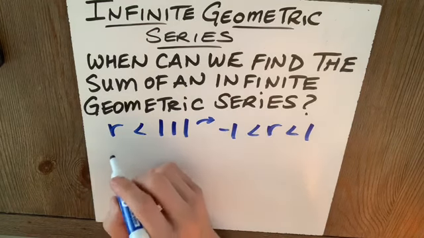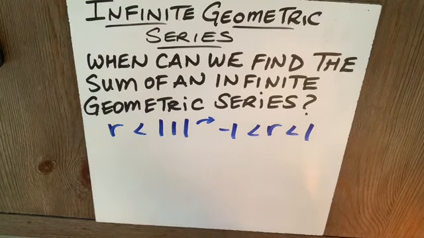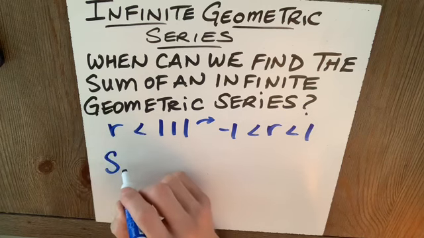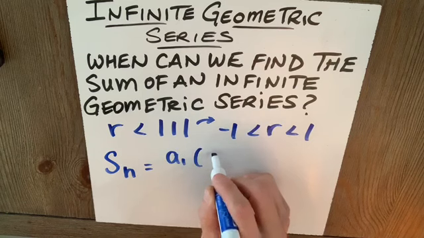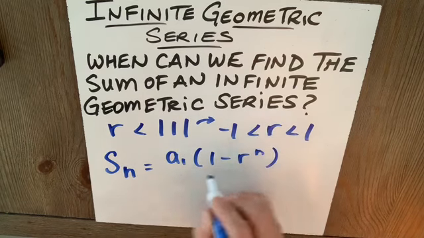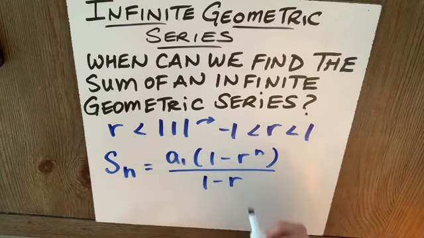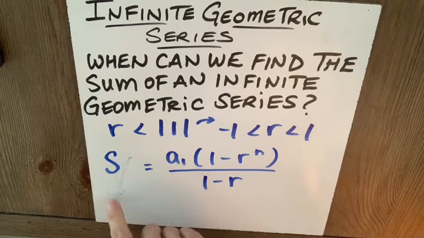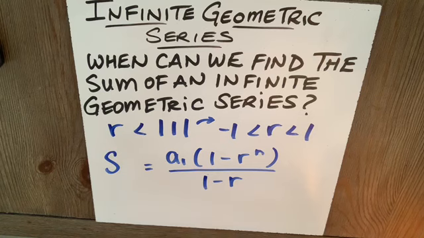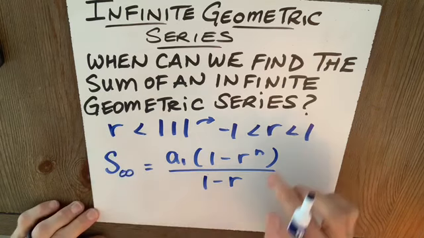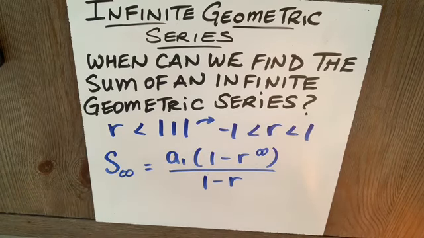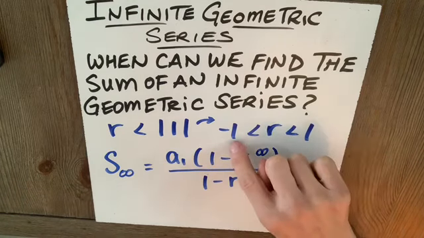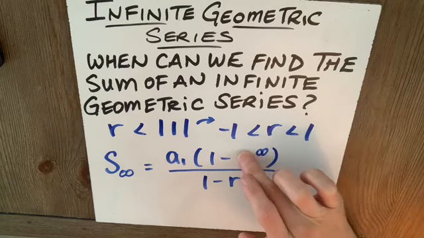So if I have an R value like 1/2, the sum of n terms is equal to A1 times 1 minus R to the n over 1 minus R. That's what we learned before. Now, if I replace this with the sum of infinite terms, then my n in both cases goes to infinity. Let's take a nice R between negative 1 and 1, like 1/2.